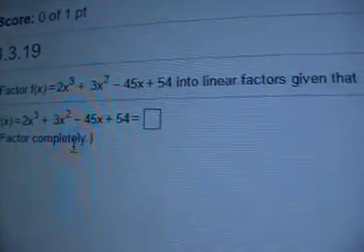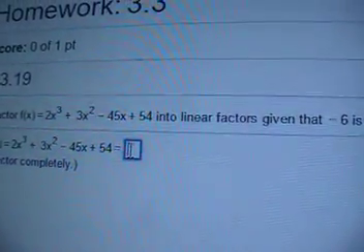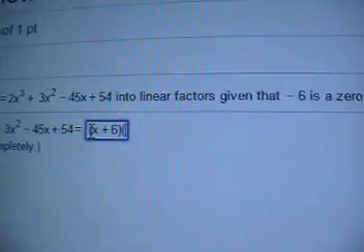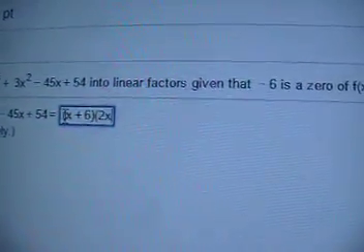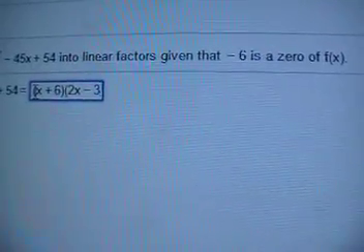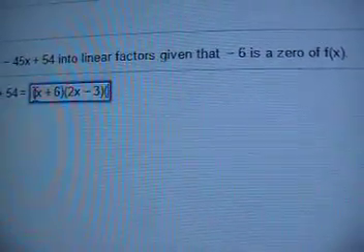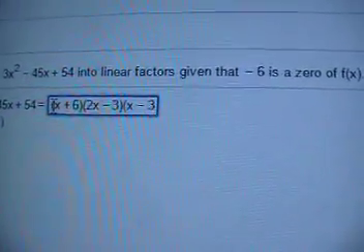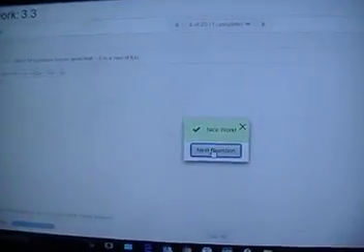So here it says factor completely. I'm going to put all 3 of those parentheses. There's the x plus 6. And the order doesn't even matter either. 2x minus 3. And the third one is x minus 3. Check answer, and it is correct.